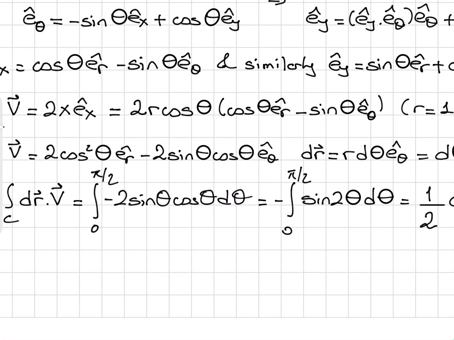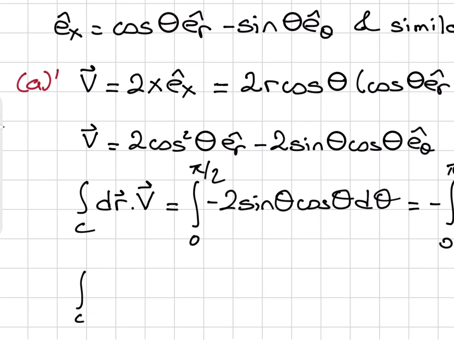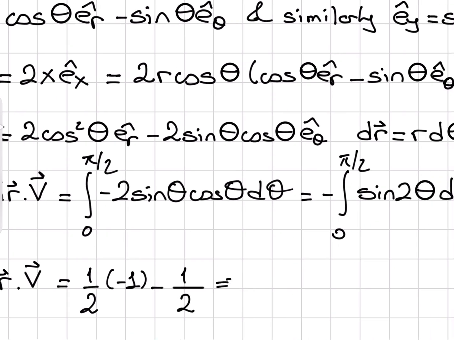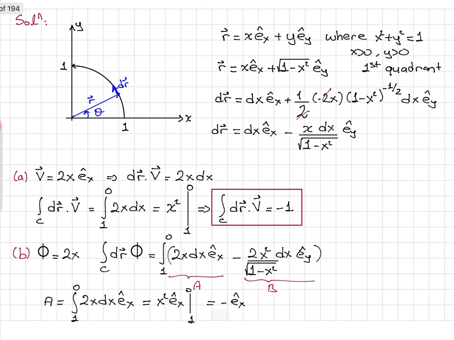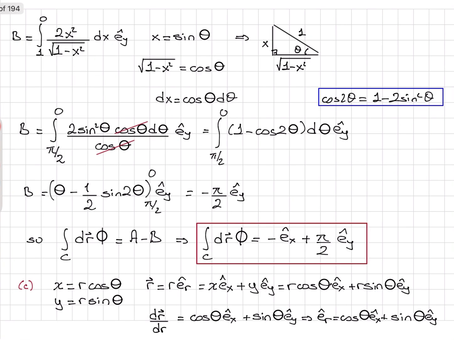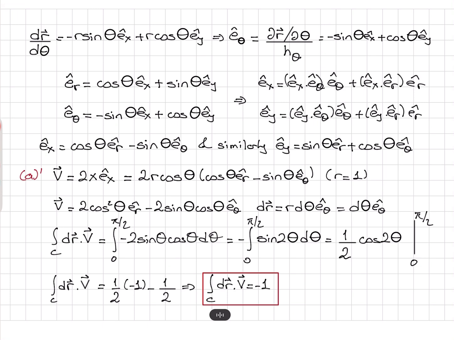So we can see that the line integral of dr dot v will become 1 over 2 minus 1 minus 1 over 2, which is minus 2 over 2. So we find our answer, the integral of dr dot v is equal to minus 1, also using the polar coordinates. Now to double check, what was the answer to part A? Minus 1. So indeed this is the correct answer.